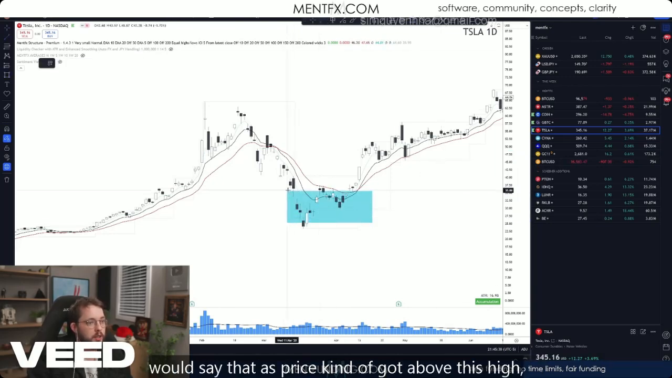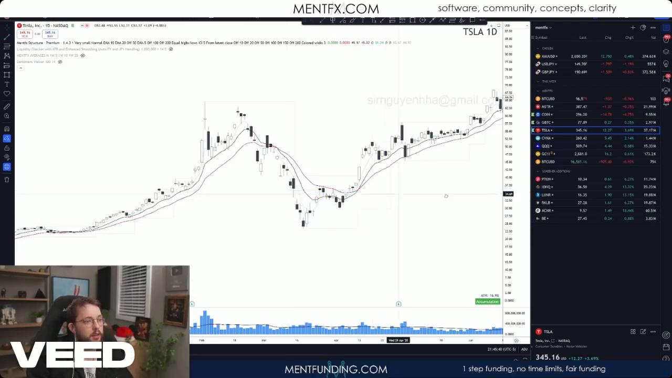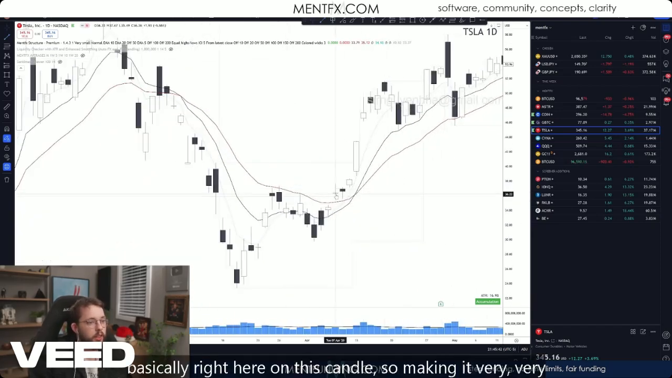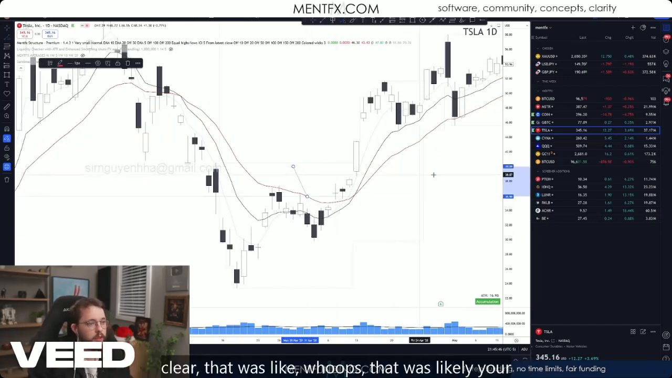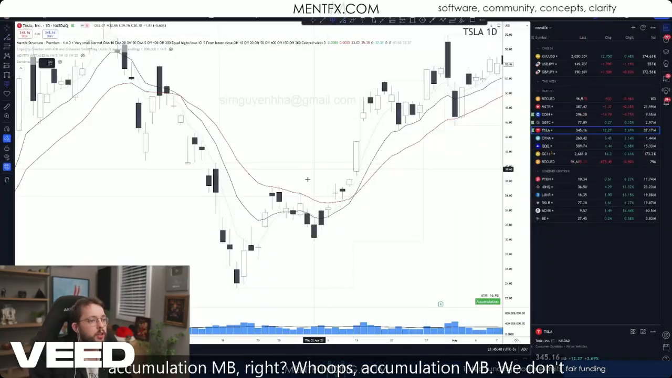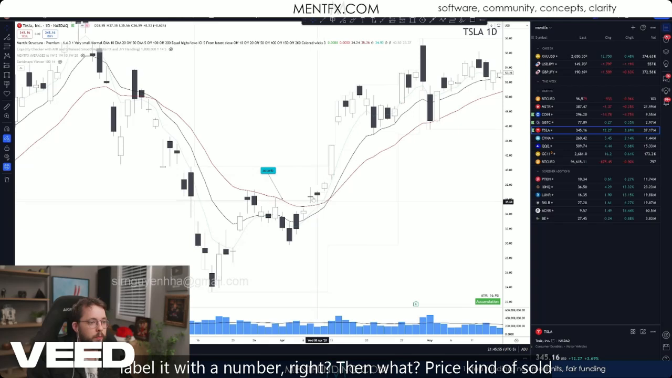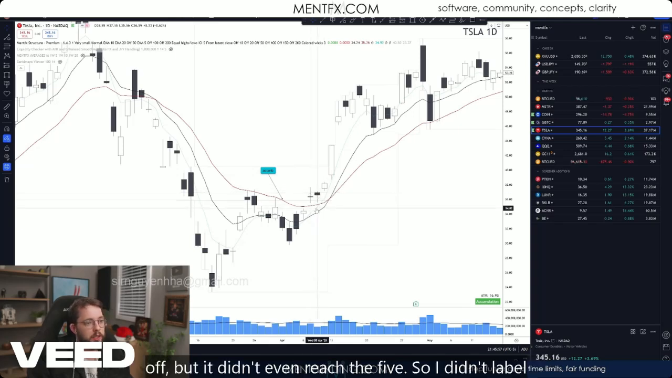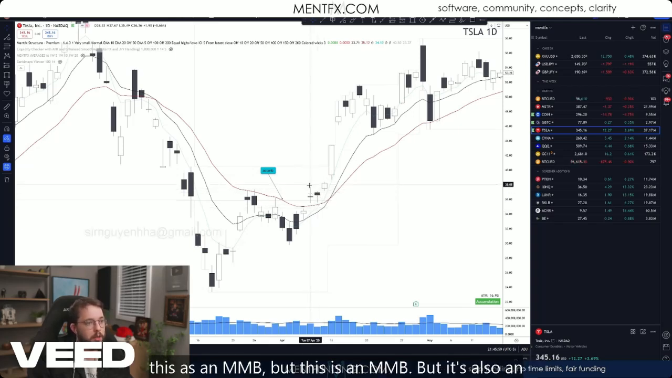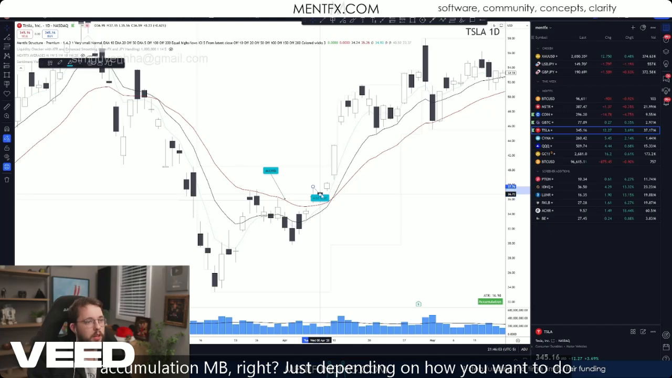So I would say that as price got above this high, basically right here on this candle, making it very, very clear, that was likely your accumulation MB, right? Accumulation MB, we don't label it with a number, right? Then what? Price sold off, but it didn't even reach the 5, so I didn't label this as an MMB, but this is an MMB, but it's also an accumulation MB, right? Just depending on how you want to do that.